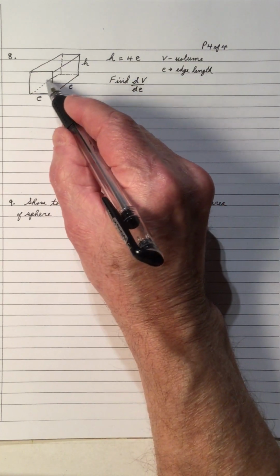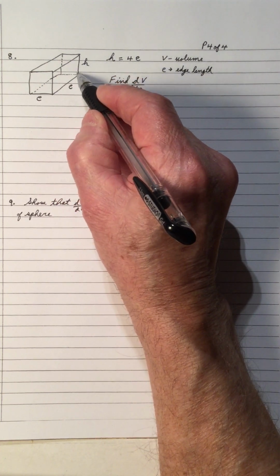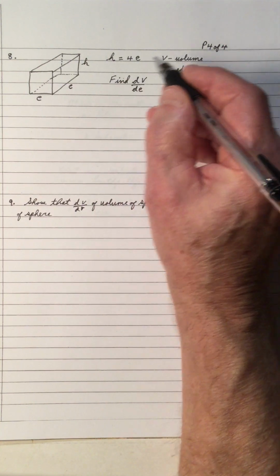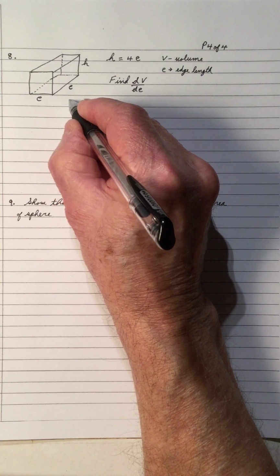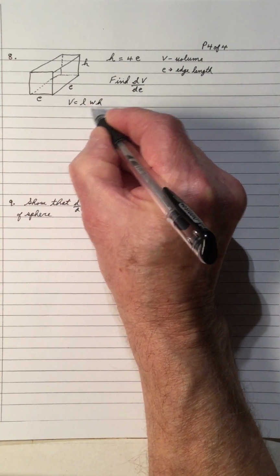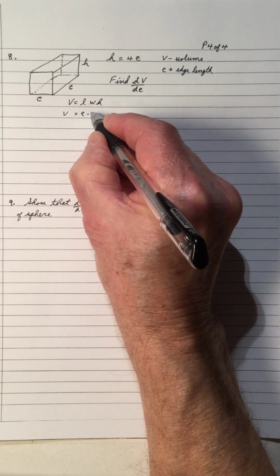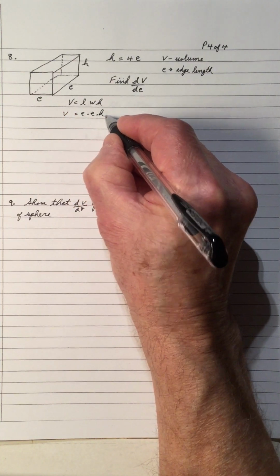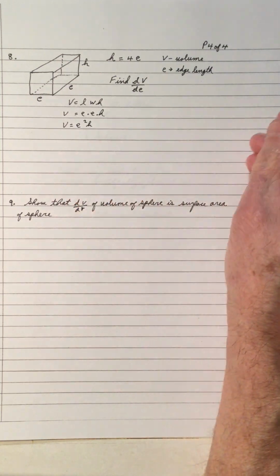So that means the bottom of the box is a square with a height of h, and we have a volume of this box. The volume of a rectangular box is L times W times H. So the volume is E times E, the length and the width is the same, times the height. So the volume is E squared times H.